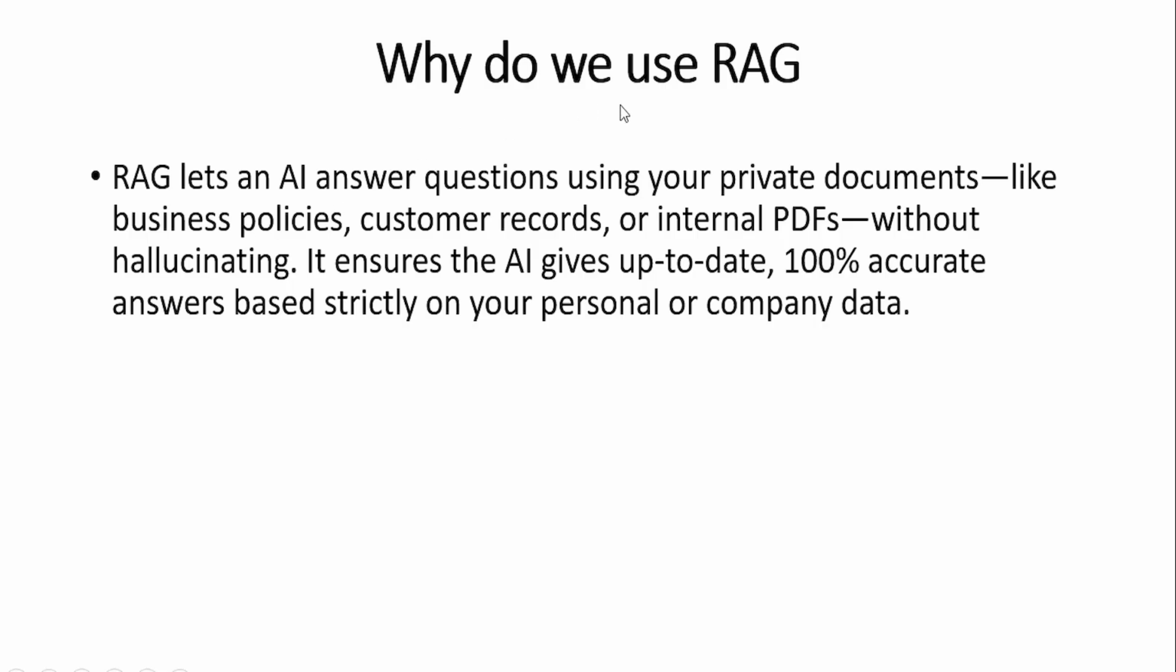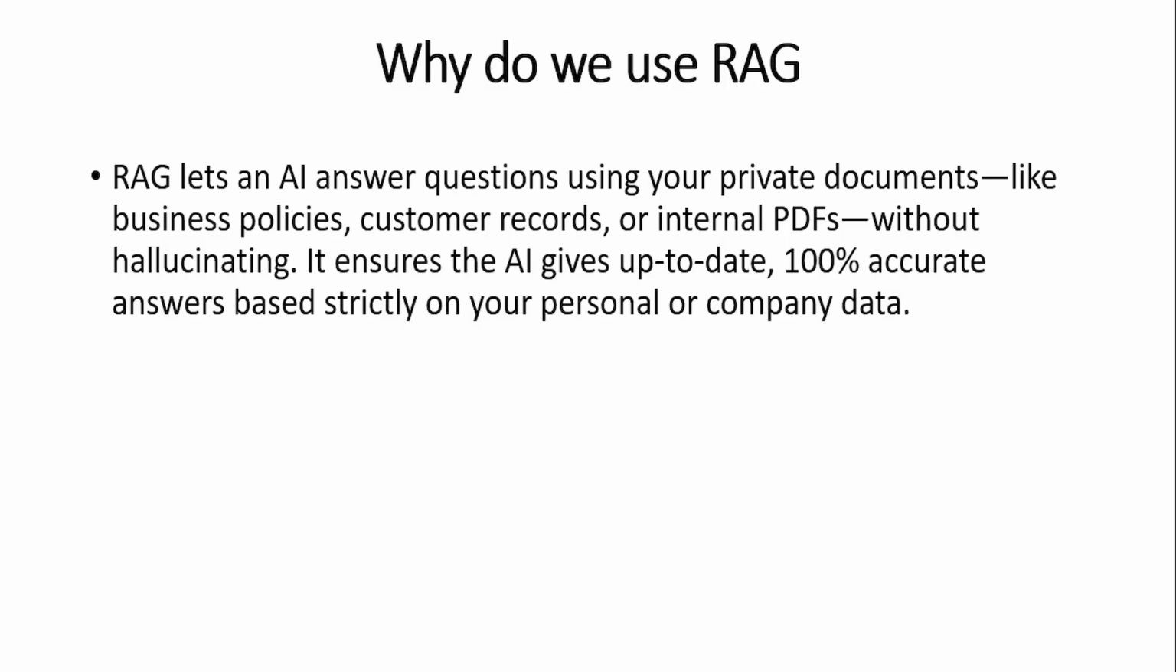Well, why do we use RAG? RAG lets an AI answer the questions using your private documents like business policies, customer record, or internal PDFs without hallucinating. So guys, when we want to give the extra information to AI agent, we use RAG, through which we can upload our documents like business policies, business privacy policy, business terms and conditions, any customer record, or any PDF file which we want to give the AI agent so that it can answer the question of the user. So without this, AI agent can hallucinate because we cannot put all the information in the system message of the AI agent. So that's why we use the RAG system.